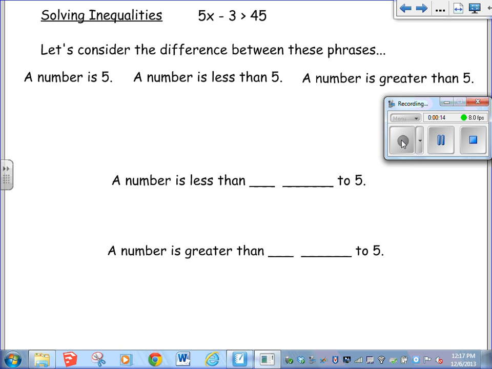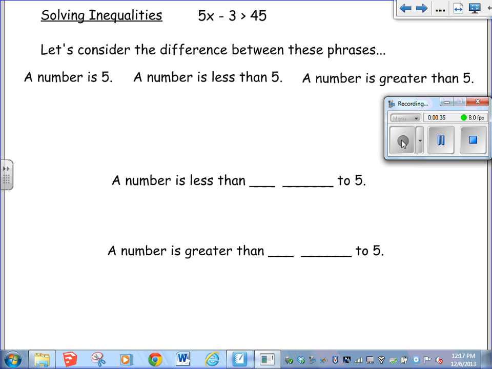Put aside the 24 thought process. All right. As we get started, we need to think about what these three phrases mean, what they look like algebraically and what they look like visually. A number is 5. Could be written how algebraically? How could you write that with numbers, symbols, and perhaps letters?